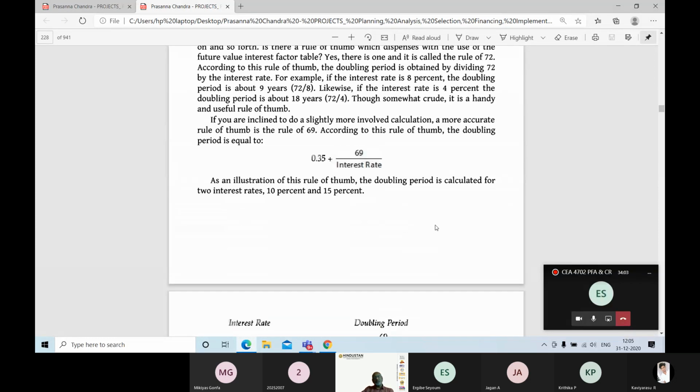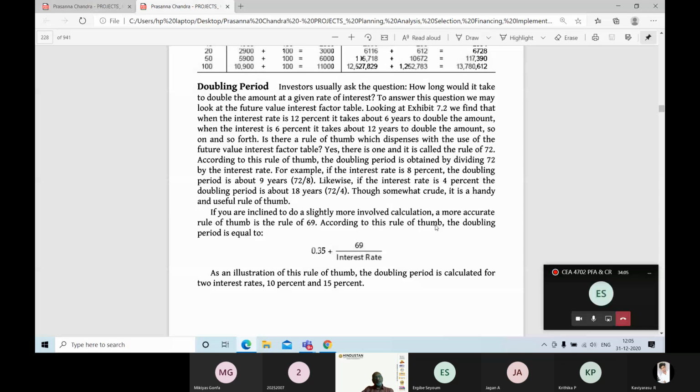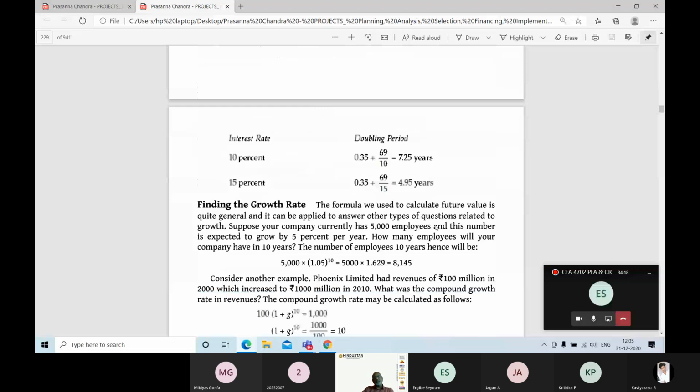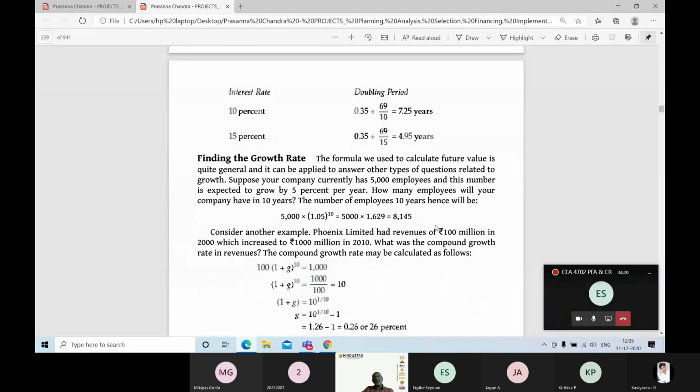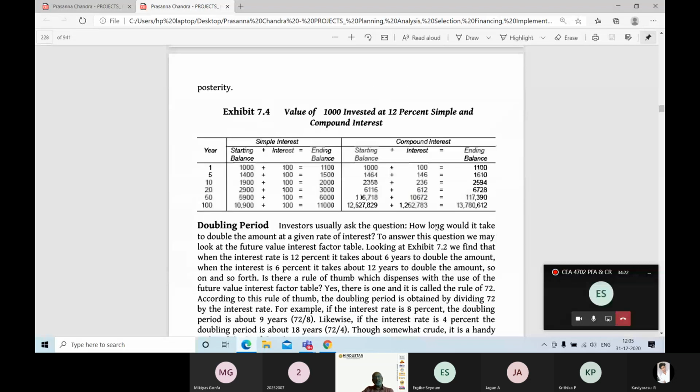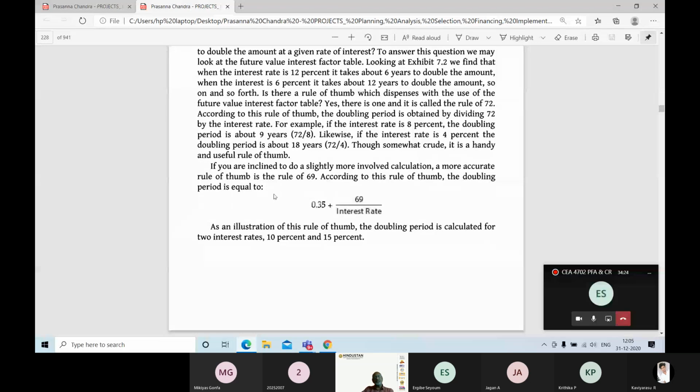So this is the method: 72 divided by the interest rate gives the doubling period. And the more accurate one is 0.35 plus 69 by interest rate. Like that you have to calculate it. At 10% it is 7.25 years. What does the 72 rule give at 10%? It is a calculator matter, and they calculated 8% only.